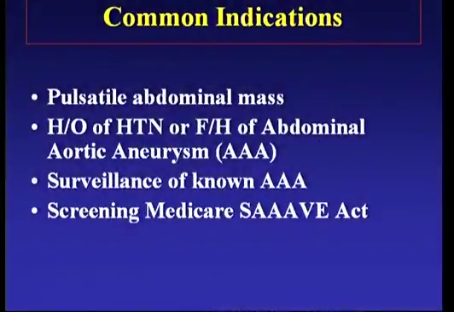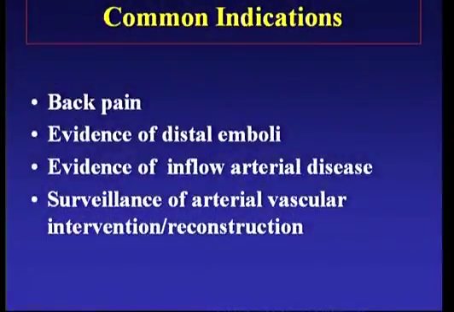Common indications for this study include pulsatile abdominal mass, history of hypertension or family history of abdominal aortic aneurysm, also known as AAA, surveillance of a known AAA, Medicare screening for abdominal aortic aneurysm, very efficiently referred to as the SAVE Act, back pain, evidence of distal emboli, and finally, evidence of inflow arterial disease or surveillance of arterial vascular intervention and/or reconstruction.